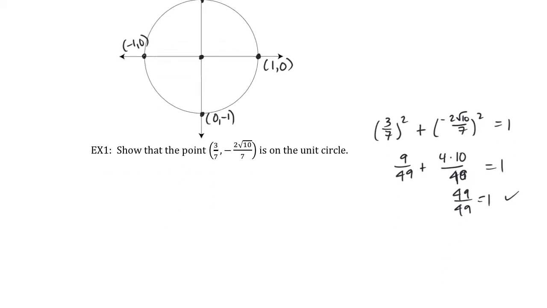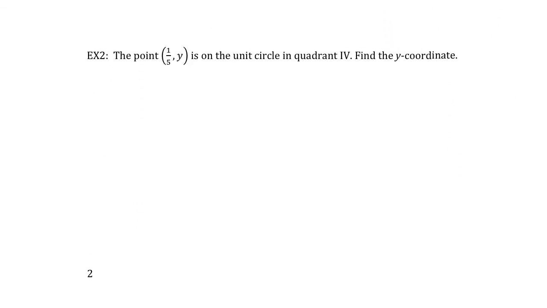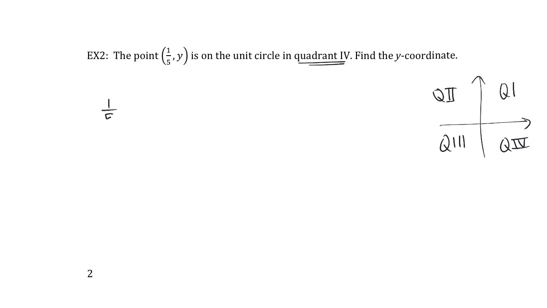All right, I'm going to do another example here. I have a point and it is given that it's on the unit circle, and I need to find y. The other hint is it's in quadrant 4. Just a little reminder, if it's been a while, this is quadrant 1, this is quadrant 2, this is quadrant 3, and this is quadrant 4. Okay, and so we've got this point. It's on the unit circle, so it does satisfy this equation.